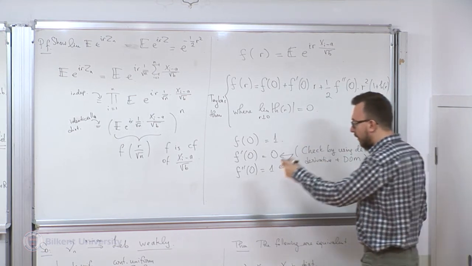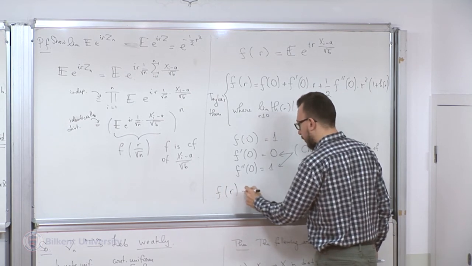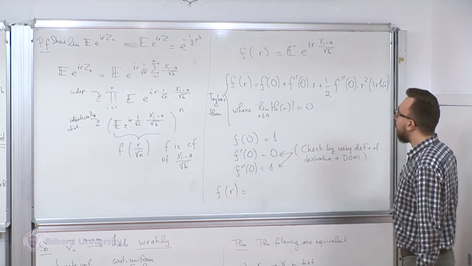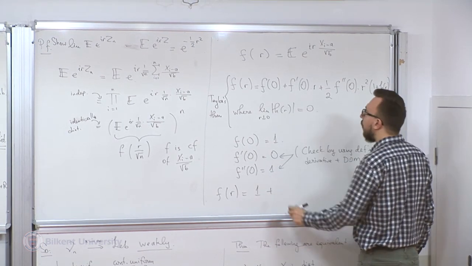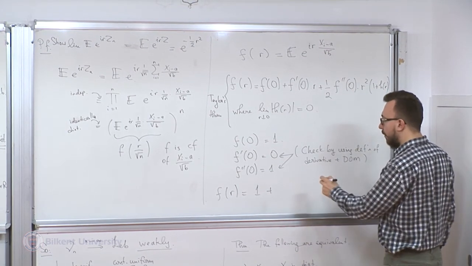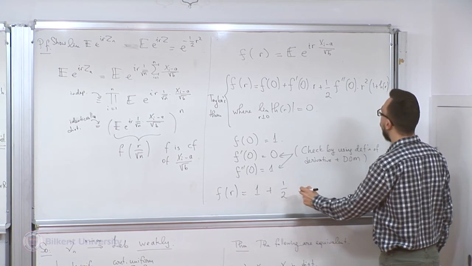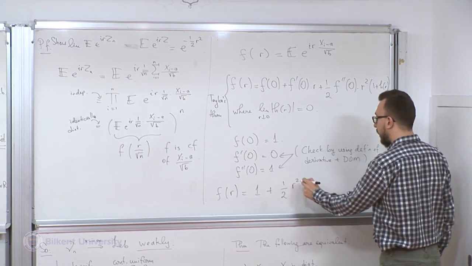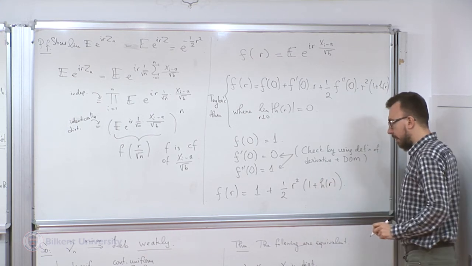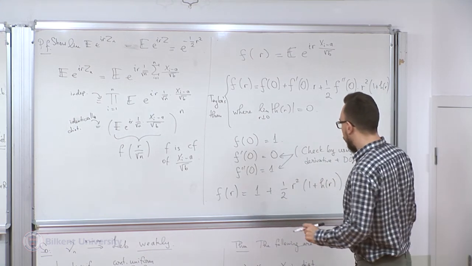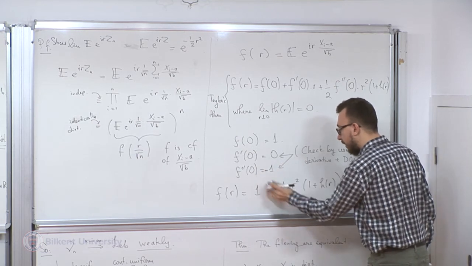So if you believe in those results, what do you get? f of r is 1 plus 0 plus 1/2 r squared times (h of r minus 1). No, minus 1, sorry, minus 1.